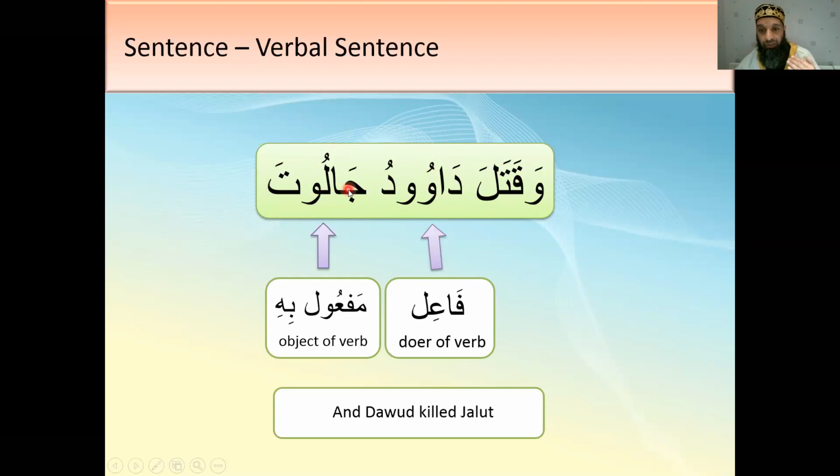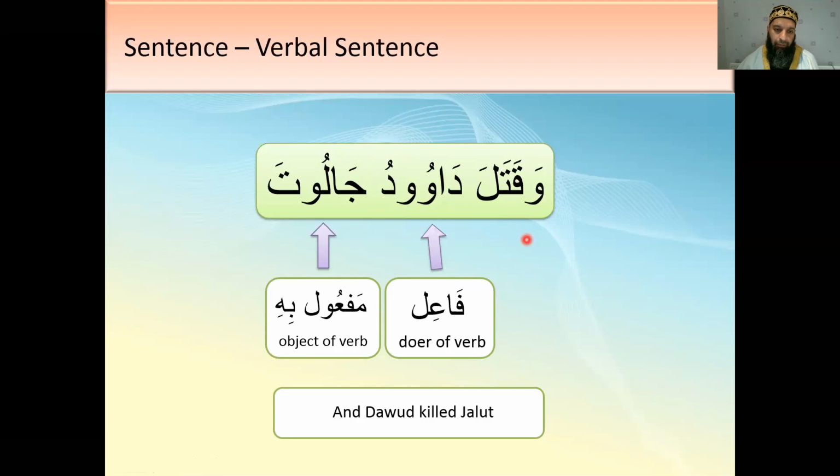In my language, I don't like subject and object, but some people do like it. For me, it didn't stick. So I just say the doer is always marfu, and the thing the verb is done to is mansub. Dawudu is marfu, so Dawood did the killing. Jalut is mansub, so the killing was done on Jalut. So Dawood killed Jalut. David killed Goliath. Does everybody understand that? Because that's essential.